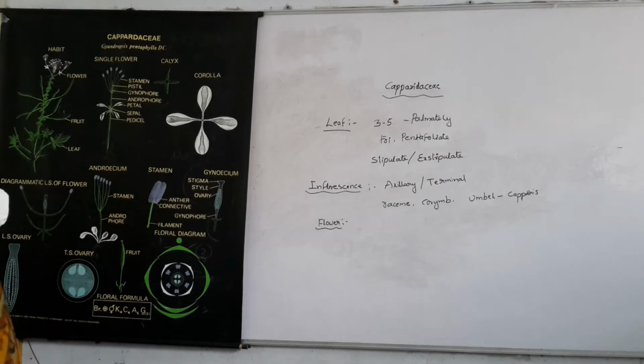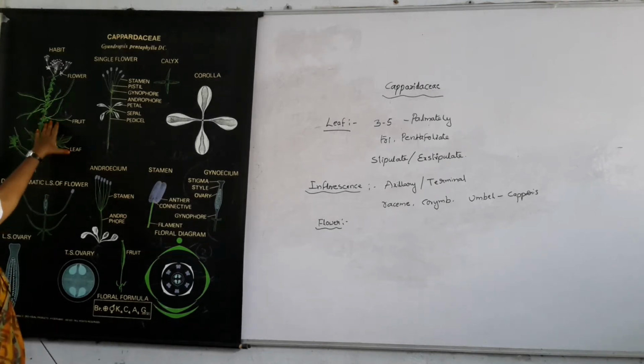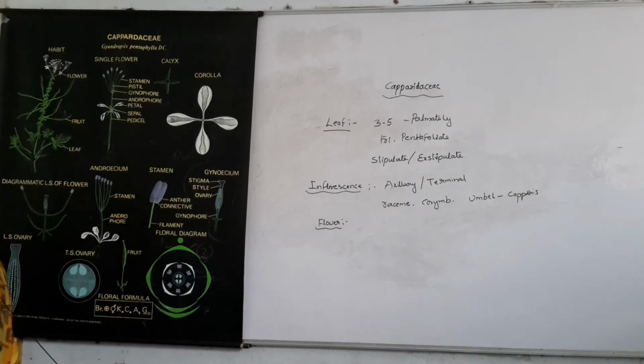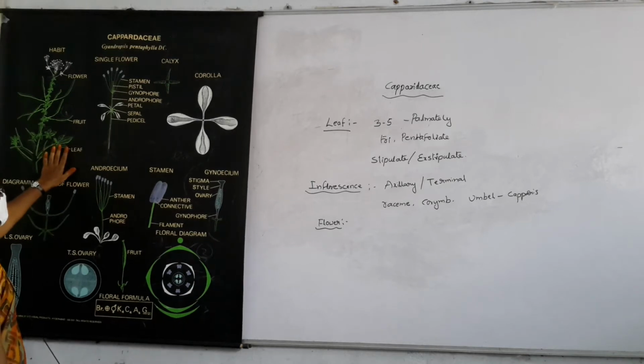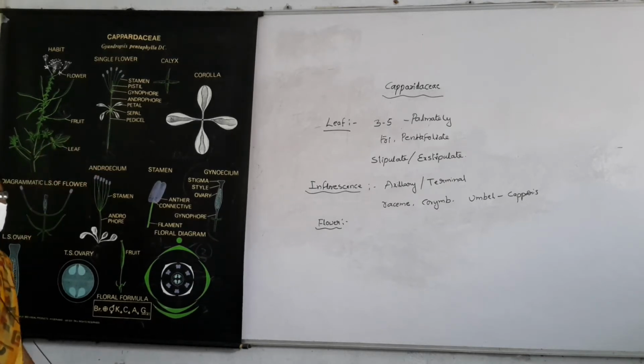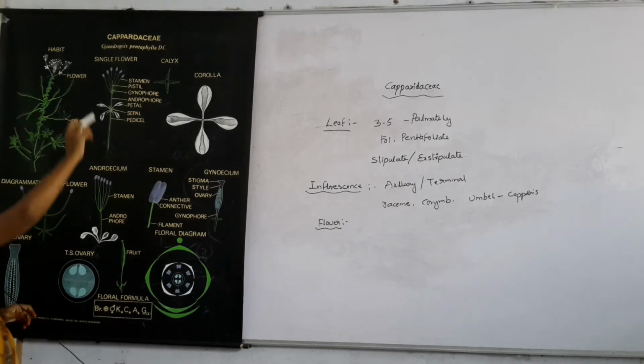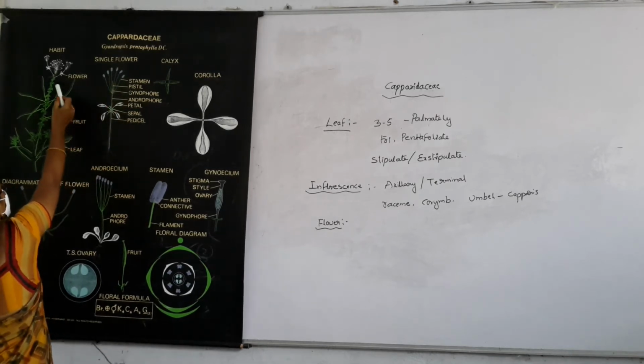in the Capparidaceae family. This is one type of plant in the Capparidaceae family, an example of the Capparidaceae family. In the Capparidaceae family, this is a single flower. Normally in this family, this is Gynandropsis, an example of Gynandropsis.